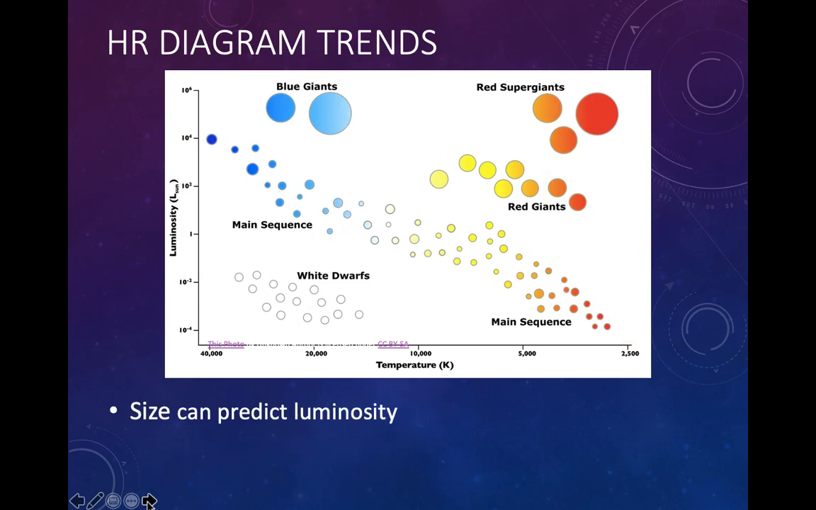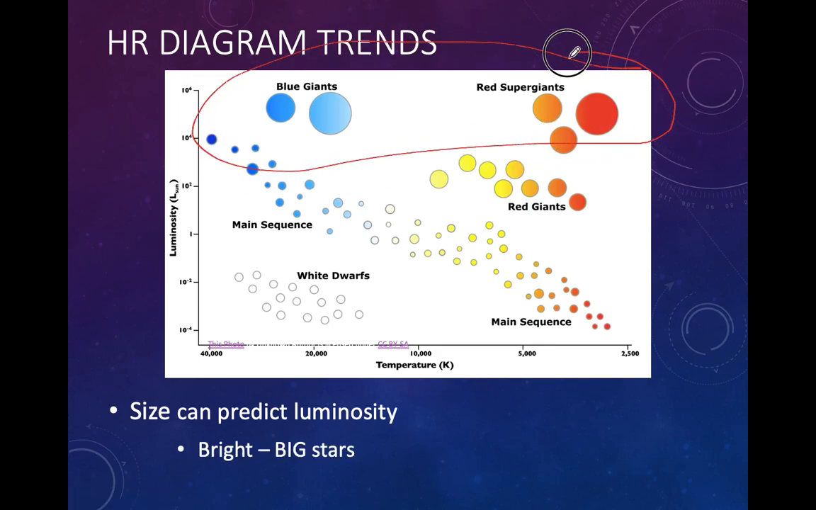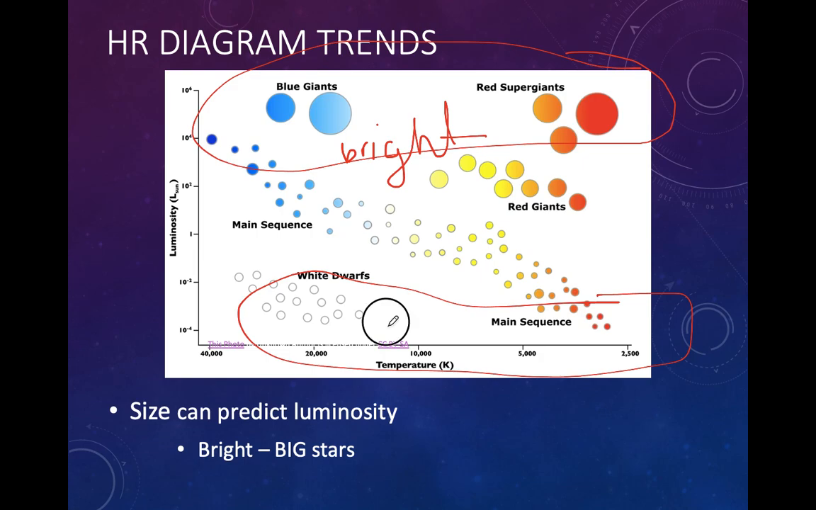Also, size can predict luminosity. Bigger stars are going to be brighter, so they are at the top. We see these giants. They just look big. So the bigger the star, the brighter it is. So that means stars at the bottom that are small, these are considered to be dim. So they're not that bright.